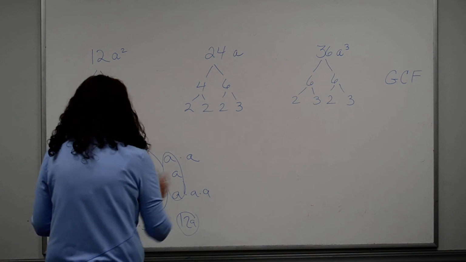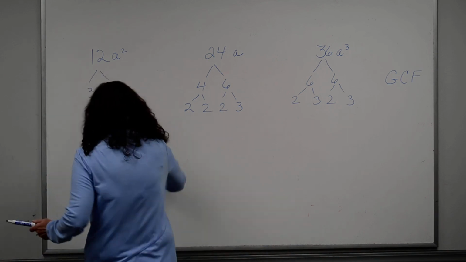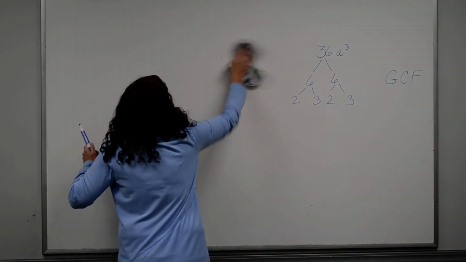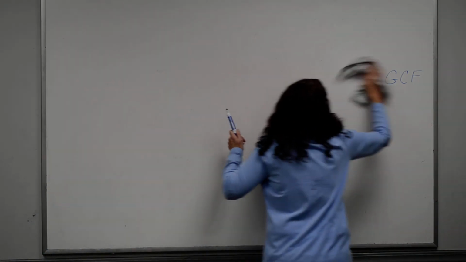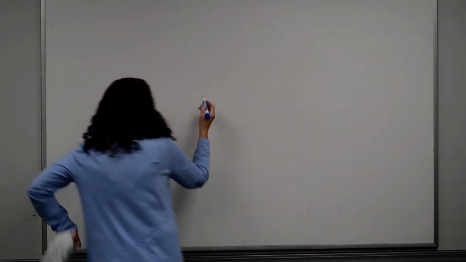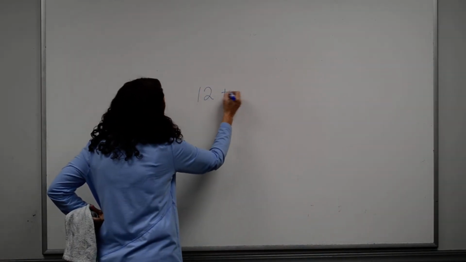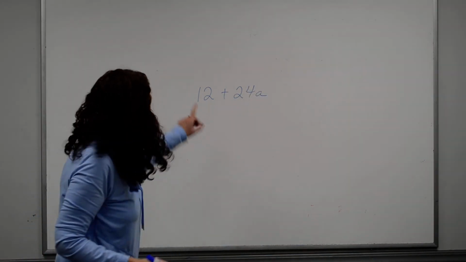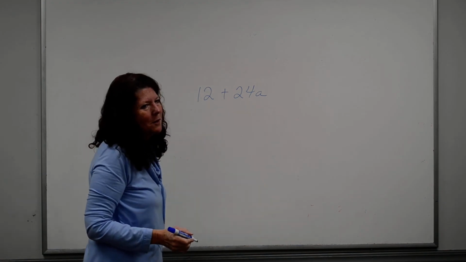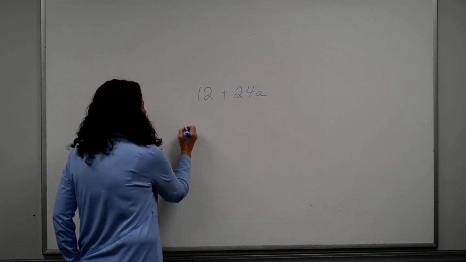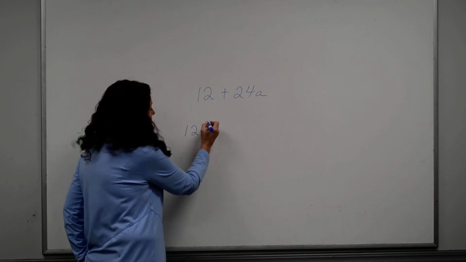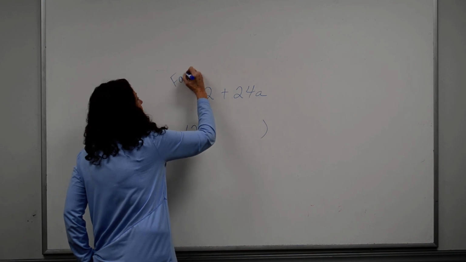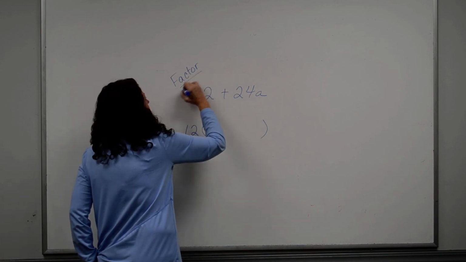Now, you're going to use that to factor an expression. Like if I had 12 plus 24a. Okay? What's the largest number that can go into both 12 and 24? 12. So what I'm going to do is pull the 12 on the outside. I'm going to put a set of parentheses. And this is called factoring. It is a factor. Okay?